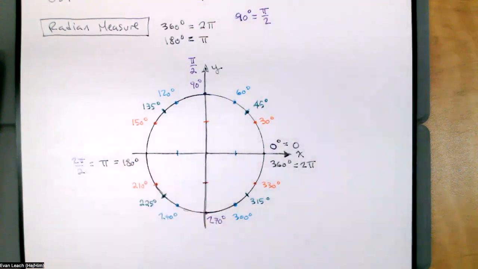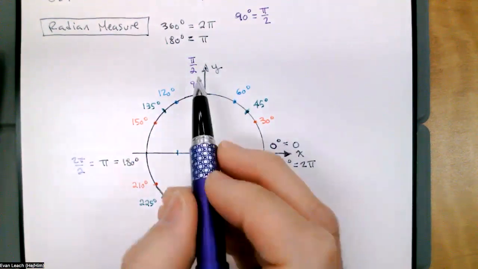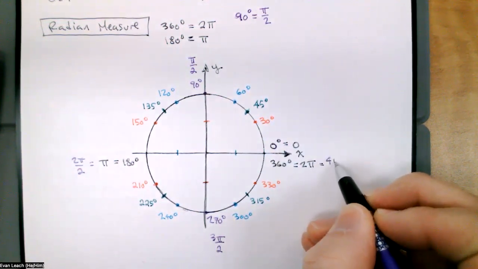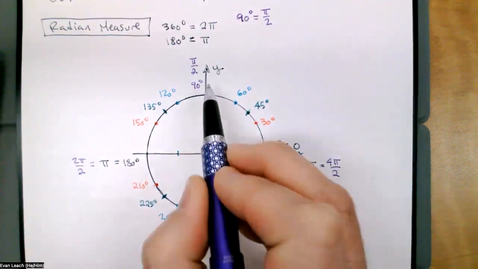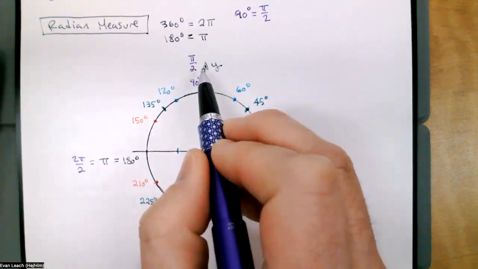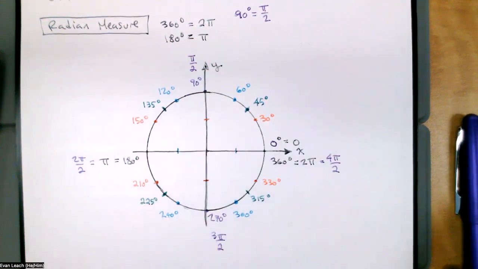over 2. Now, we don't normally write it that way, but that's how it works. 1 pi over 2, 2 pi over 2. What's down here? 3 pi over 2. What's next? 4 pi over 2. 5 pi over 2, 6 pi over 2, 7 pi over 2, 8 pi over 2, 9 pi over 2, 10 pi over 2, and so on.